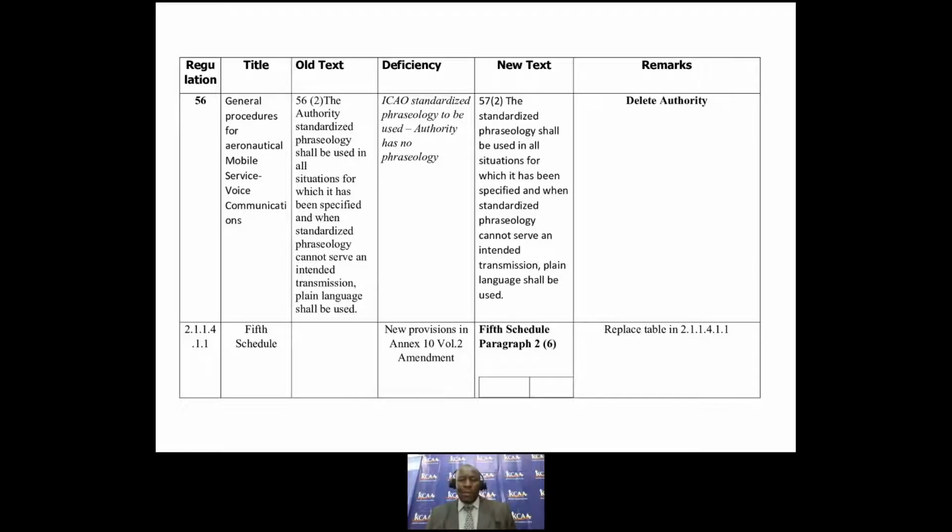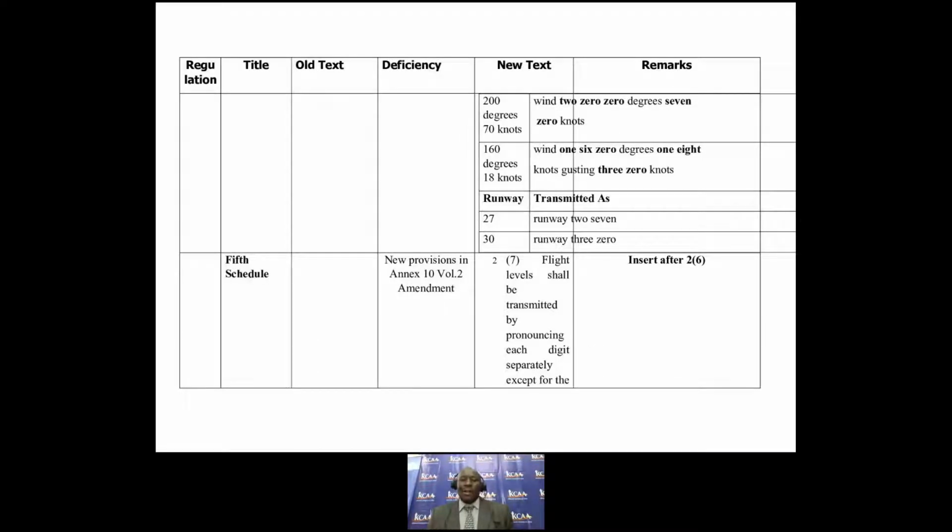And then we move to the schedules. There are some updates on some of the tables. There was a replacement of a table in the 5th schedule to comply with the requirements of the amendment to Annex 10 Volume 2. There was an update of this particular table, which you can see, regarding how you put in aircraft call signs, how you read wind, and how runway is transmitted.